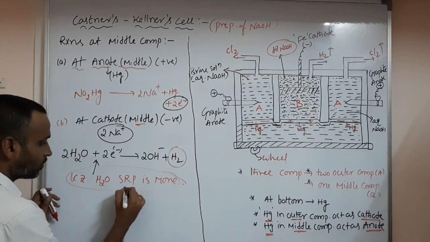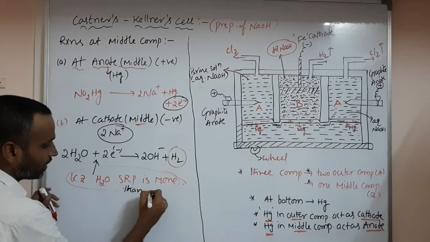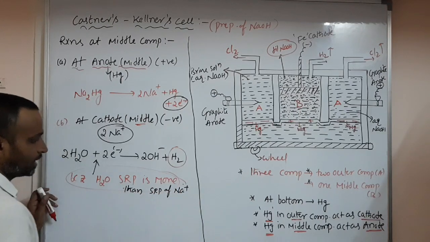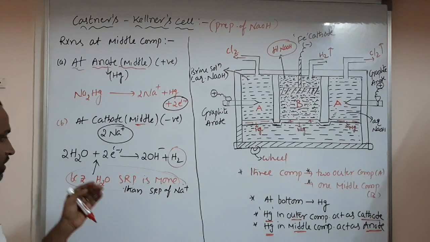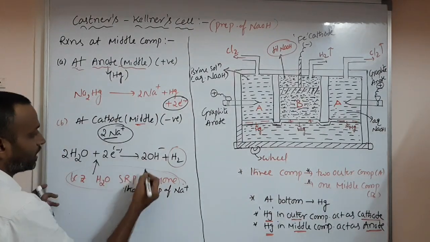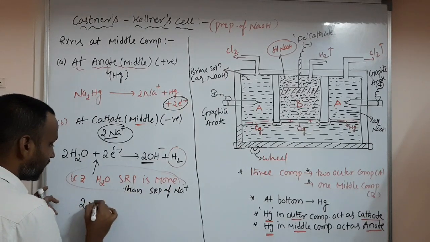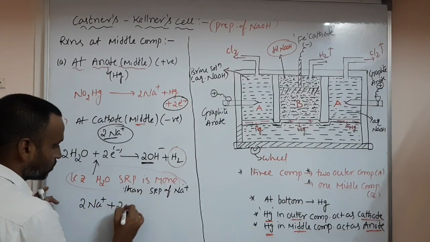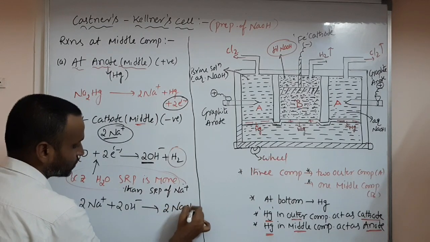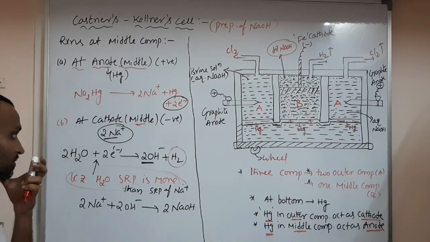Because water SRP is more than whom? Than the SRP of Na plus. So the one undergoing reduction means water is undergoing reduction. Now what happened? Already Na plus ions are there, and OH minus, so 2 Na plus plus 2 OH minus form NaOH. This is the preparation of sodium hydroxide.